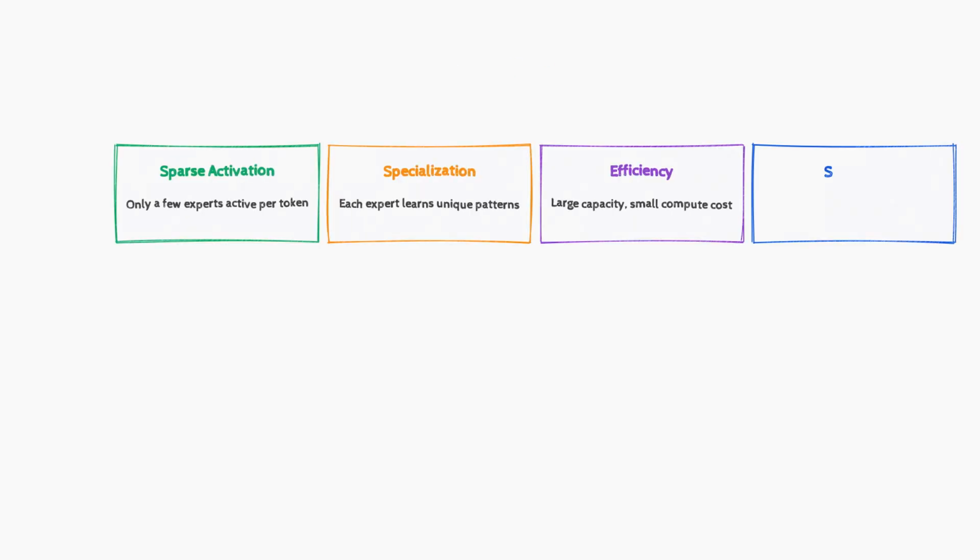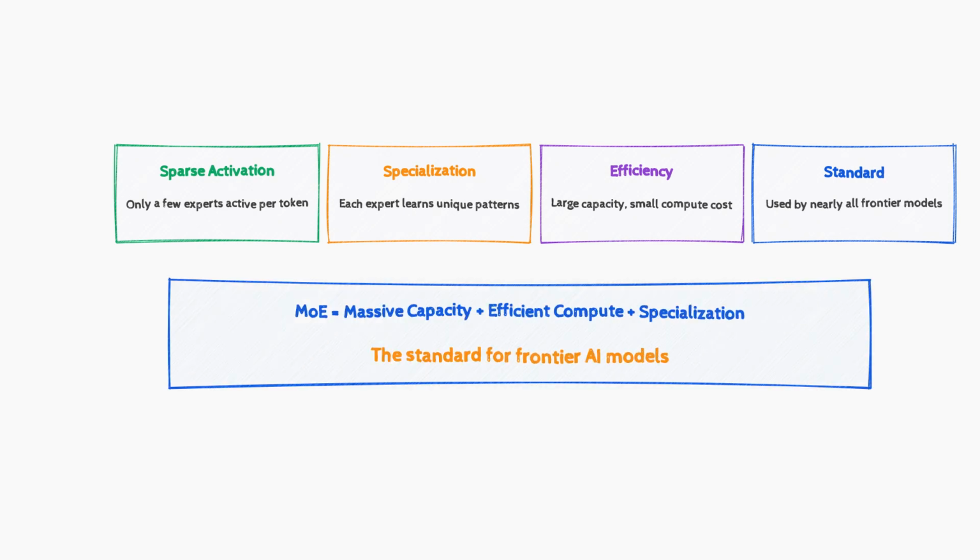To wrap up, mixture of experts is a fundamental idea in AI. Instead of activating all parameters for every input, MoE uses a router to send each token to only the most relevant experts. This gives you massive model capacity with efficient compute. From the hospital analogy to real models like Mixtral and DeepSeek v3, MoE has proven to be the standard for frontier AI models. It's not just an optimization, it's a different way of thinking about neural networks.